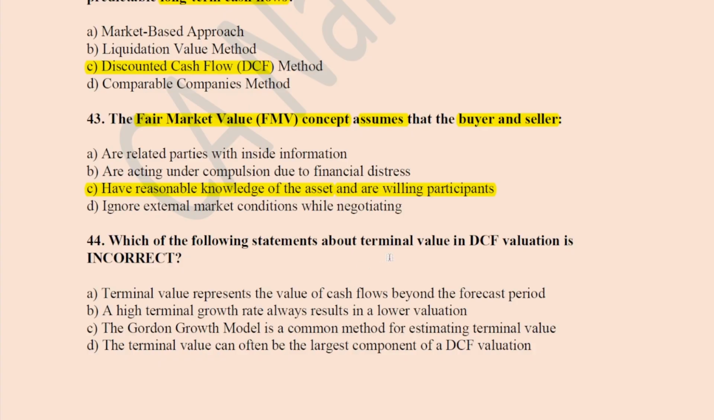Which of the following statements about terminal value in DCF valuation is incorrect? Terminal value represents the value of cash flow beyond the forecast period. A high terminal growth rate always results in lower valuation. The Gordon growth model is a commonly used method for estimating terminal value. The terminal value can often be the largest component of DCF valuation. So which is incorrect? So the answer is B. A high terminal growth rate always results in lower valuation.